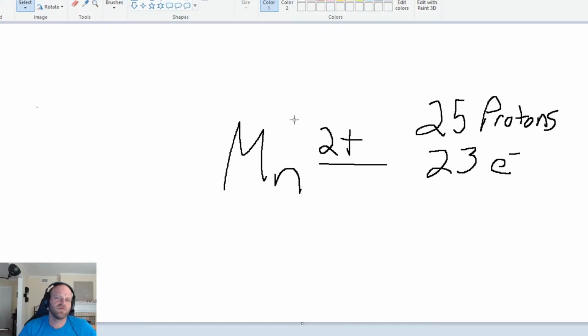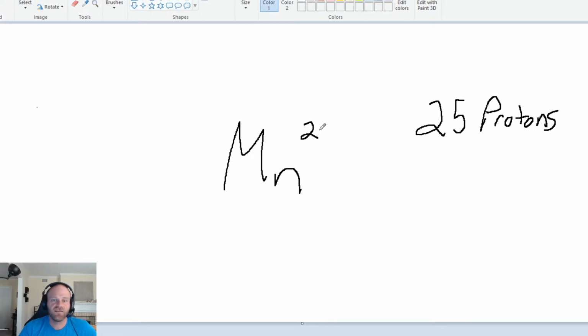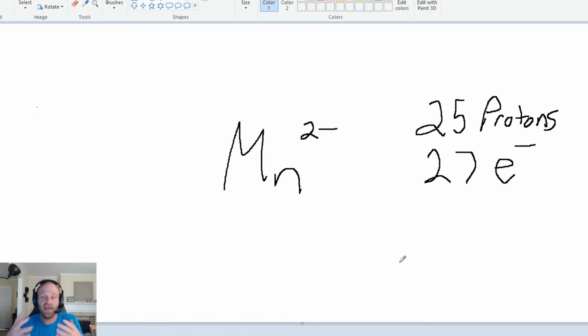Let me do one more just to give you an example. Now say I have manganese 2 minus. Same thing. Since it's manganese, I know that it's 25 protons, but it's 2 minus, so that means I have 2 more electrons. Right? So then that would make 27 electrons. So that's how you use the atom to determine the number of protons, or use the protons to determine which element it is, vice versa.